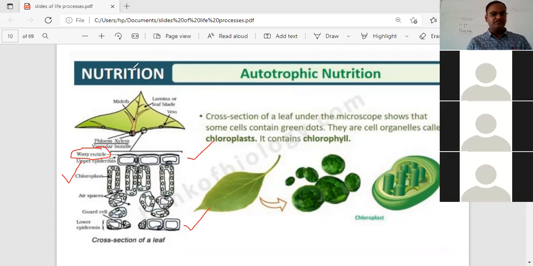Now, is the cross-sectional view of the leaf clear to all the students? Through the chat box, you give me the reply. Okay, fine. Yes, I got the reply.